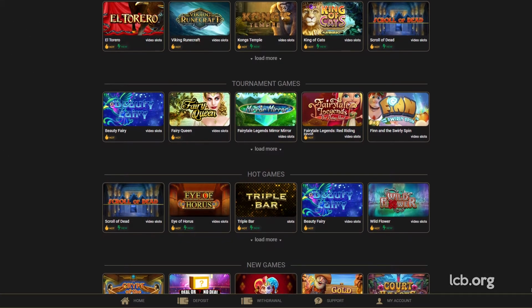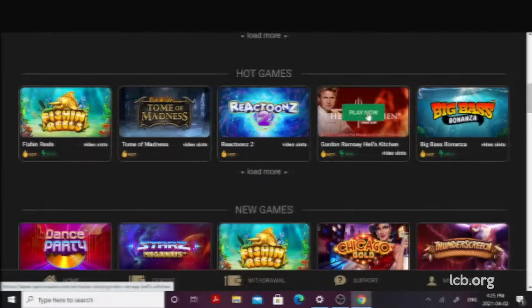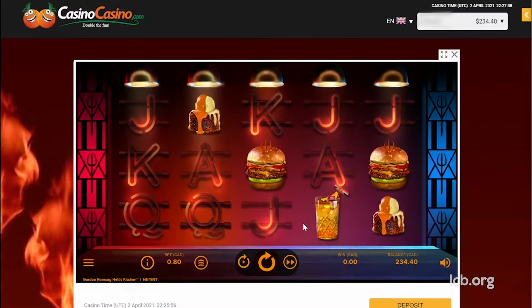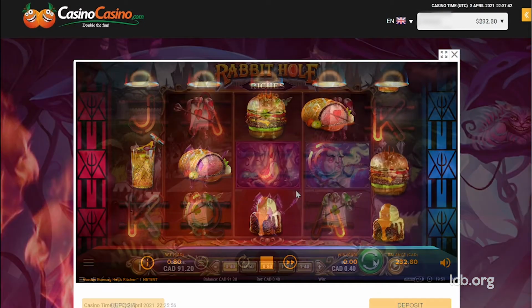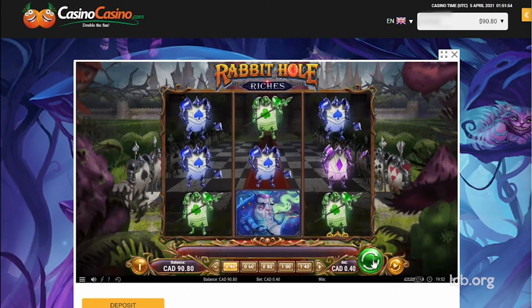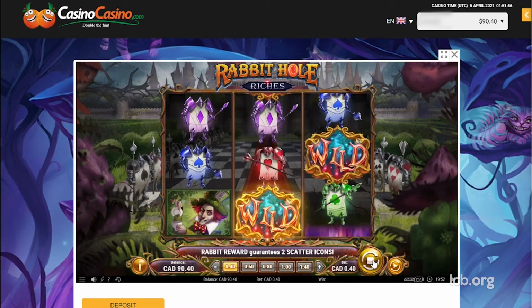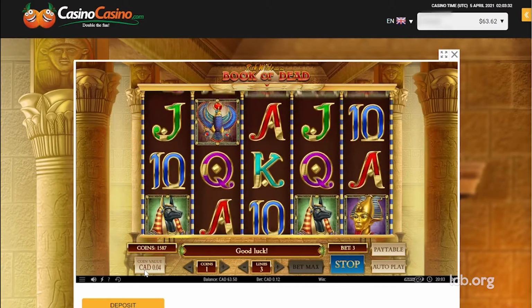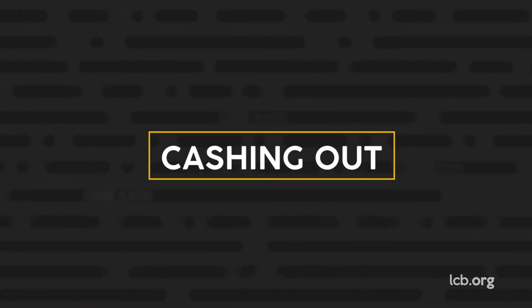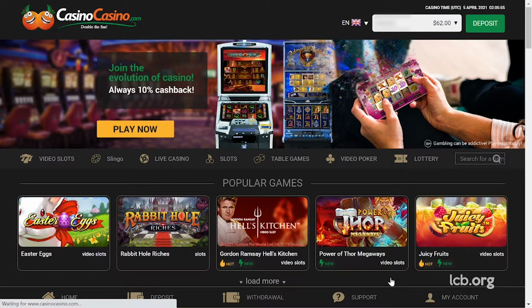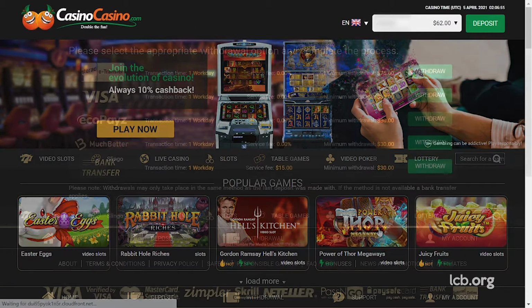Having replenished the account, Cool Life played a couple of games. His choices were Netent's Hell's Kitchen and some releases developed by Play'n GO: Legacy of Dead, Rabbit Hole Riches, Rich Wilde, and The Book of Dead. After finishing his playing session, he went on to make a withdrawal request.